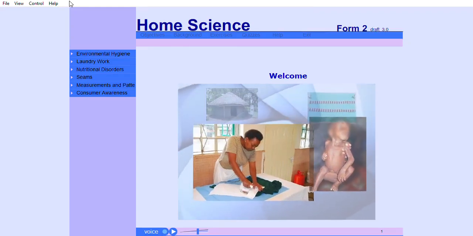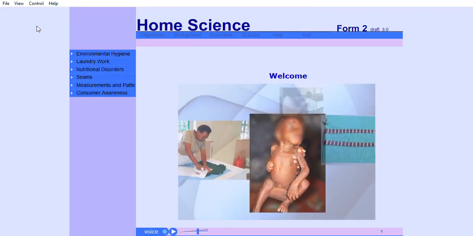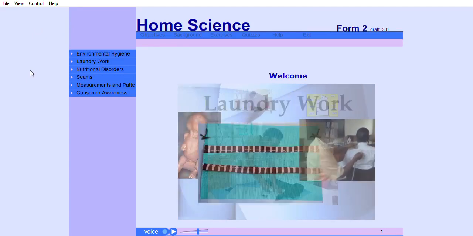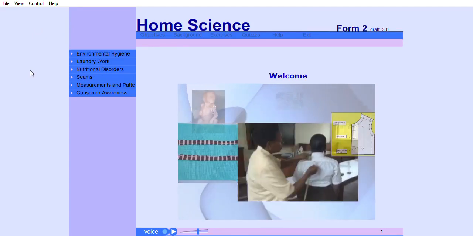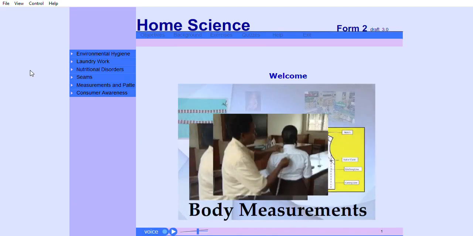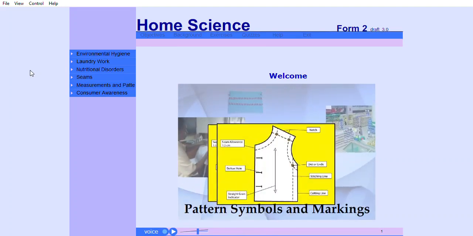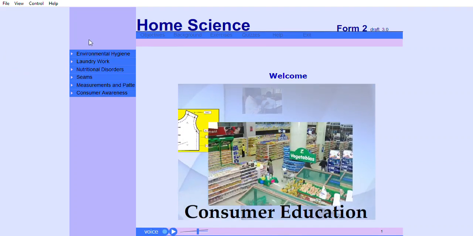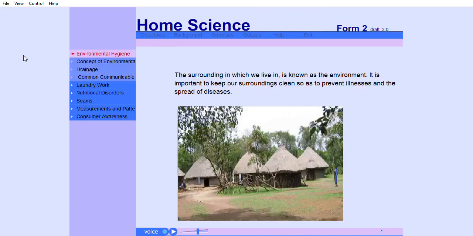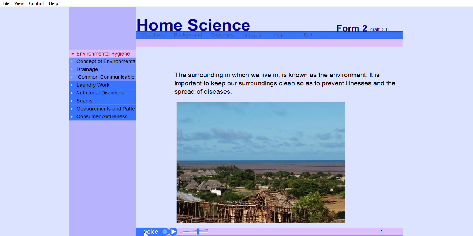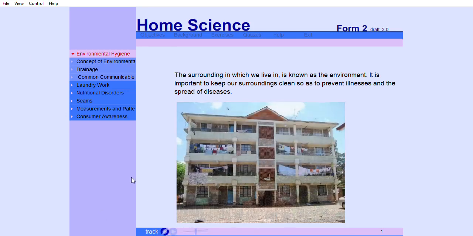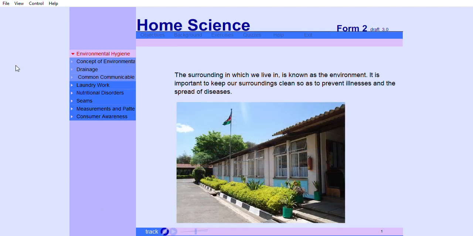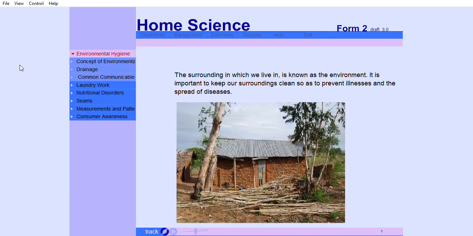Enjoyed the Form 1. In Form 2, you will learn a lot about environmental hygiene, laundry work, nutritional disorders, seams, body measurements, pattern symbols and markings, and finally, consumer education. The surrounding in which we live in is known as the environment. It is important to keep our surroundings clean so as to prevent illnesses and the spread of diseases.